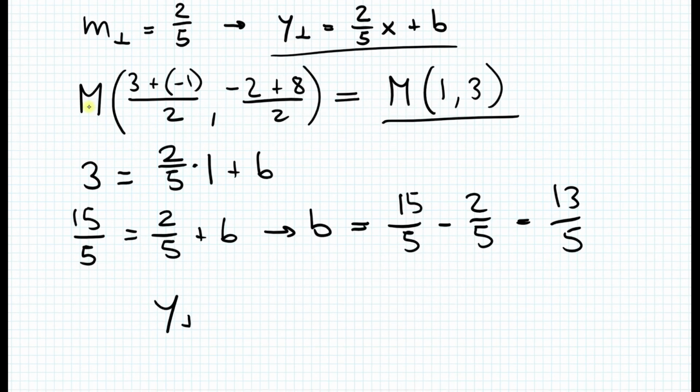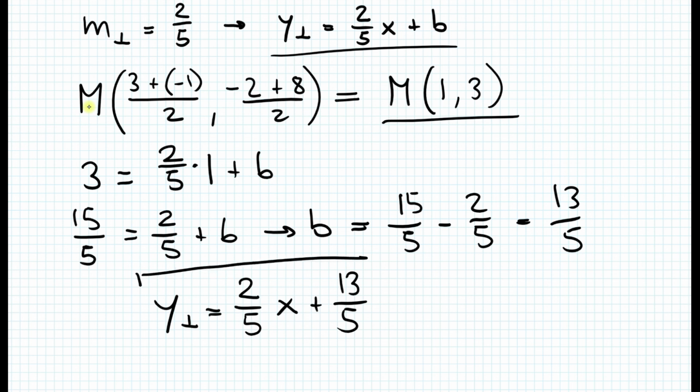So that means that the perpendicular bisector will have the equation y = 2/5 x plus 13 over 5, okay? And that is basically the answer here, okay, for this problem.